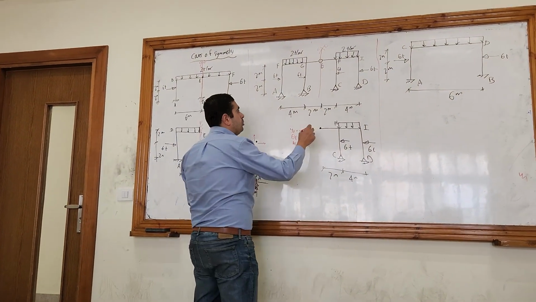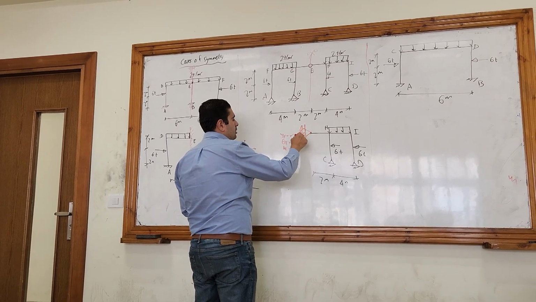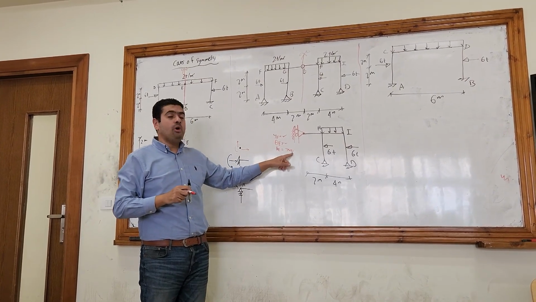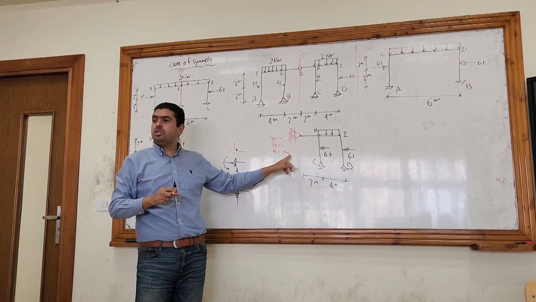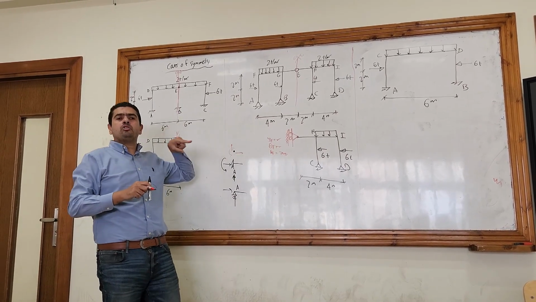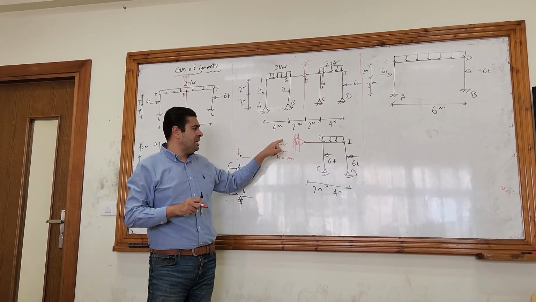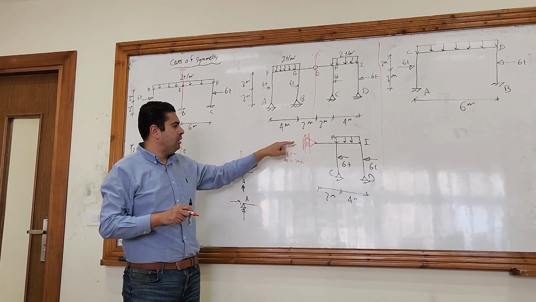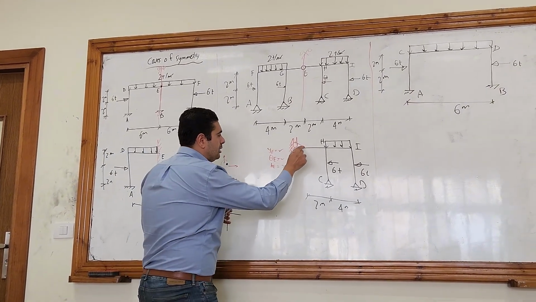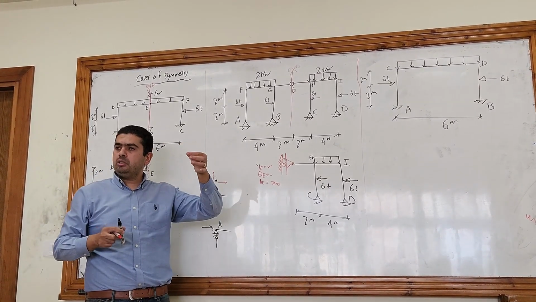A roller support like this. The only displacement that is equal to 0 is the horizontal displacement, right? So it has to only have a horizontal reaction. If you put it like a regular roller support, it will be having only vertical reaction.